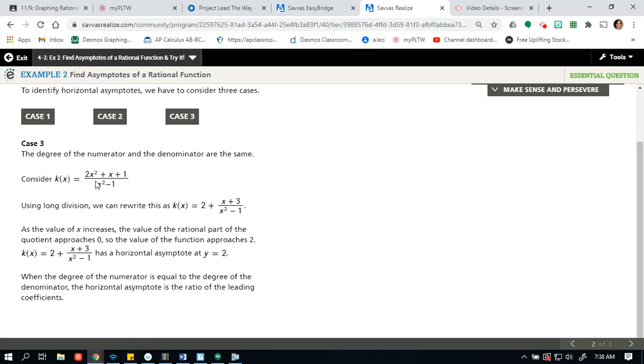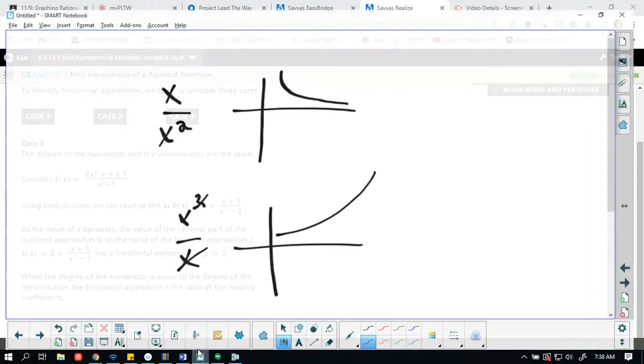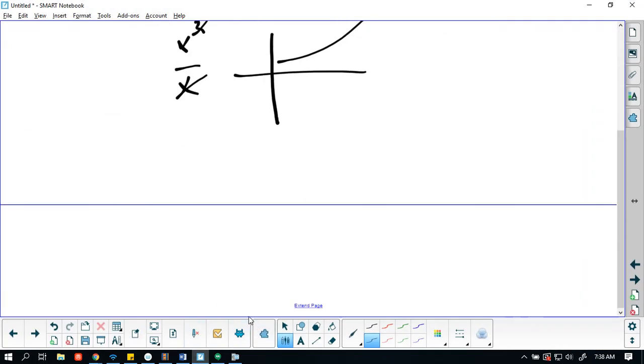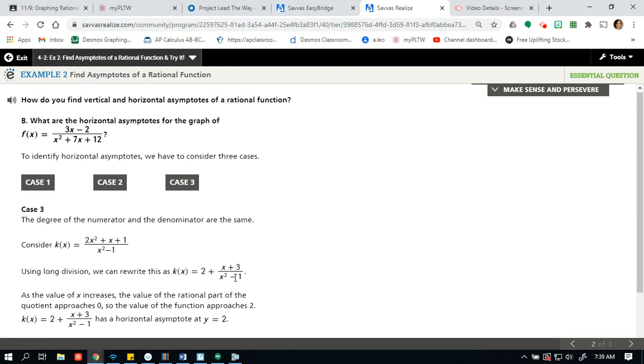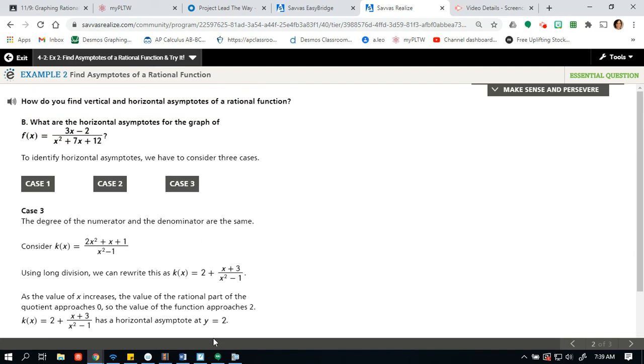Or I could just do this, a little trick. If I take this one and I have 2x squared and I have x squared here, you take the coefficient here, divide it by the coefficient here, and that is going to be your horizontal asymptote. All right, so you don't have to go through the whole long division. You just have to look at the coefficients, your leading coefficients in that case.